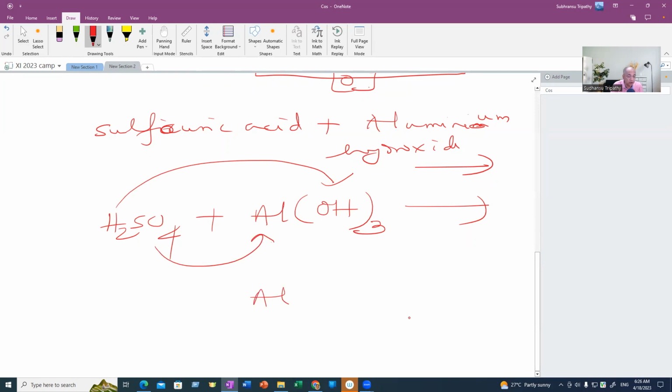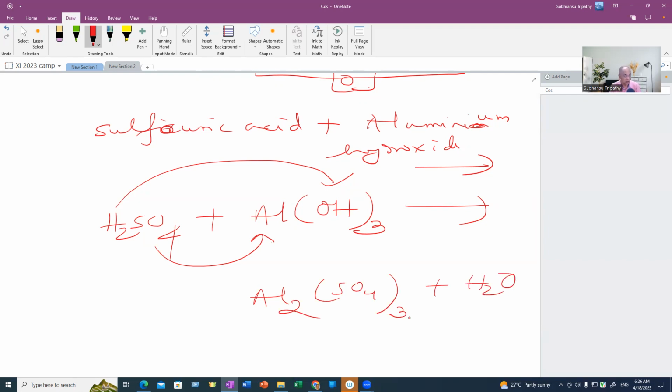What will be the formula? Aluminium is 3, which will go there. Sulfate is 2, which will come here. Sulfate will be written in parenthesis, with the 3 outside. So this is the formula of aluminium sulfate, Al2(SO4)3. If anyone has mistakenly written AlSO4 or Al2SO4, immediately correct it. And this will be water.